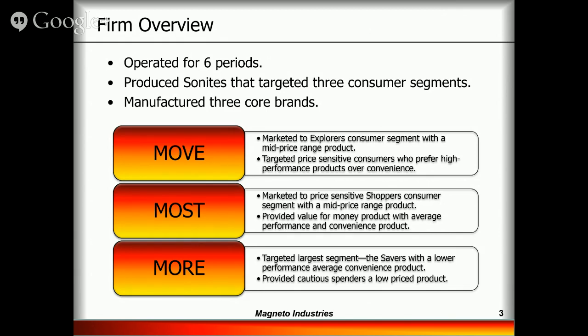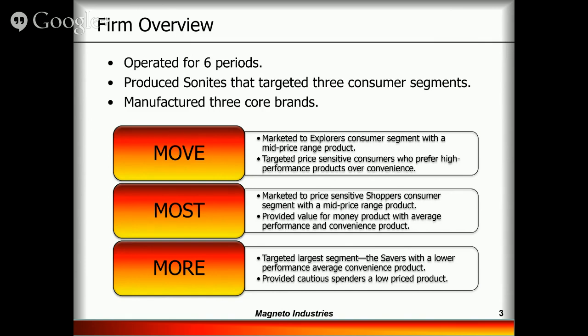We started with 2 brands and we added a 3rd brand. So in total, I marketed 3 core brands to the end consumers. The brand Move was targeted towards the Explorer consumer segment. They're looking for a mid-price range product, and they're pretty price sensitive, and they prefer high-performance products. I saw quickly that my Move product wasn't positioned well to be a high-performance product, and we'll talk a little bit about what I had to do to improve it.